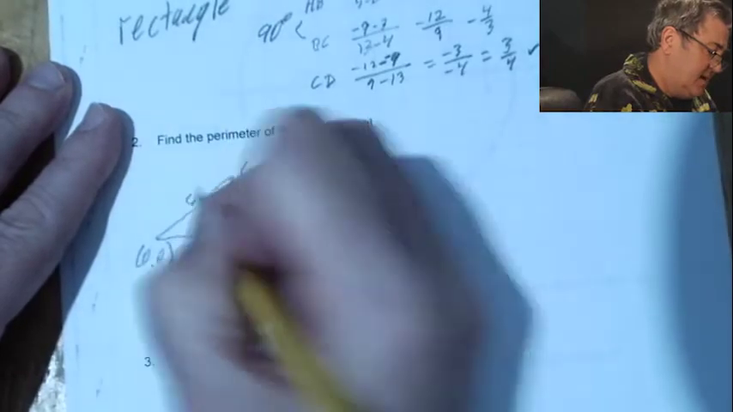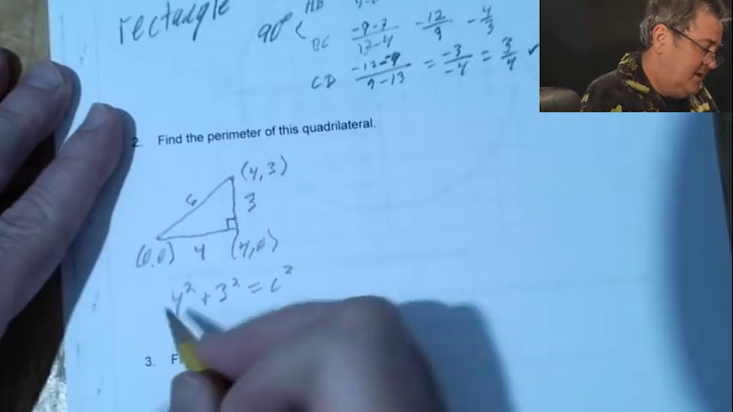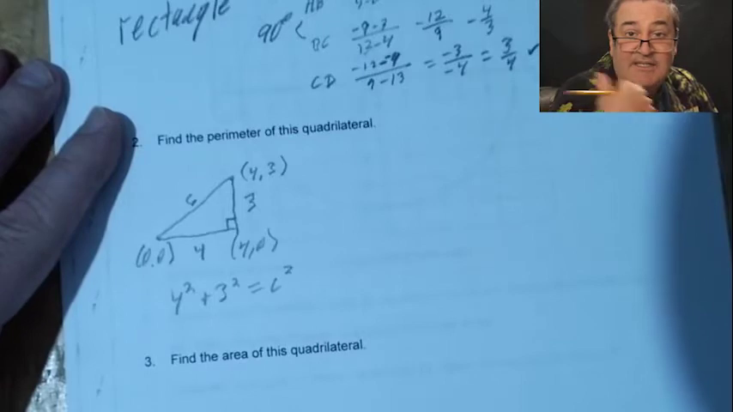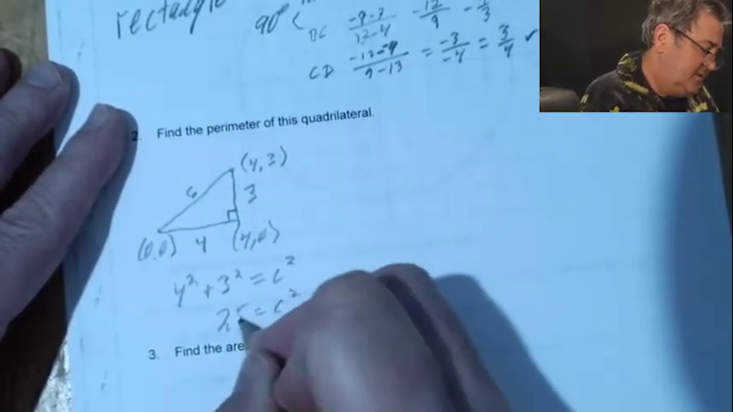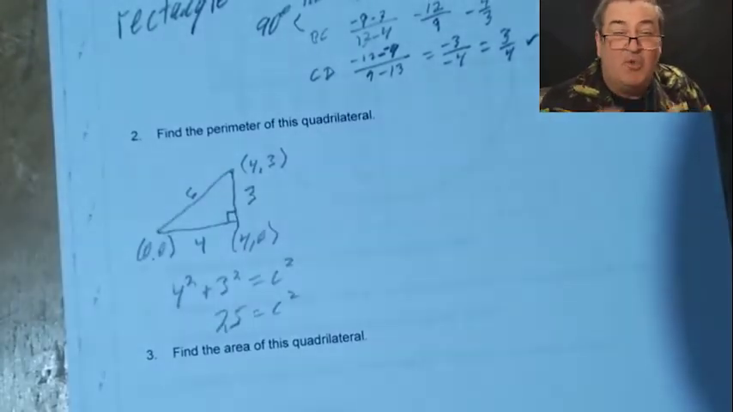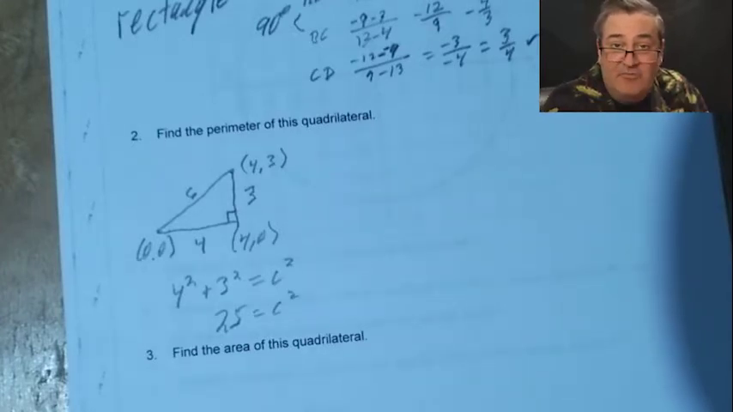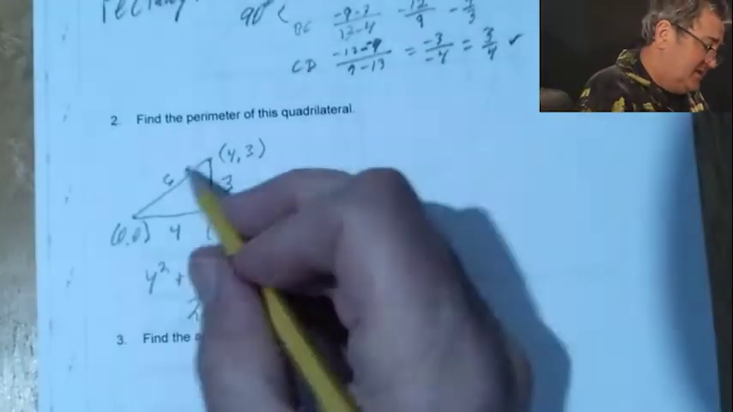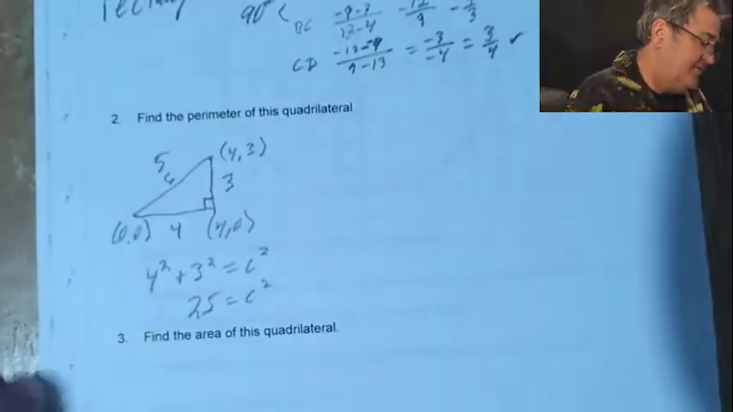So the hypotenuse is always c in your a squared plus b squared equals c squared. Equals c squared. 4 times 4 is 16. 3 times 3 is 9. 16 plus 9 is 25. C squared is 25. So if c squared is 25, what number do you multiply by itself to get 25? Well, there's 5 and negative 5. Remember, there's 2 different numbers that we can multiply by themselves to get 25. But since this is a length, we're throwing out the negative. We can't have a negative length. So this must be a length of 5.